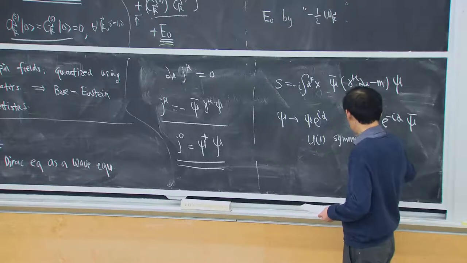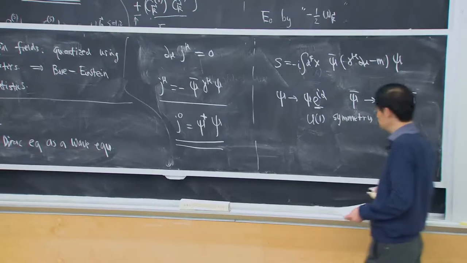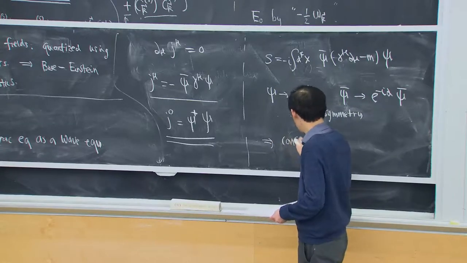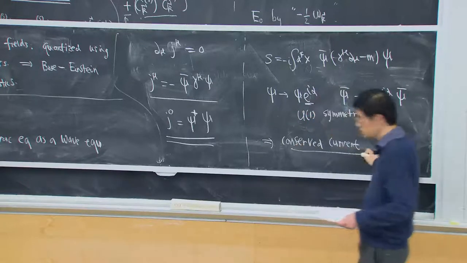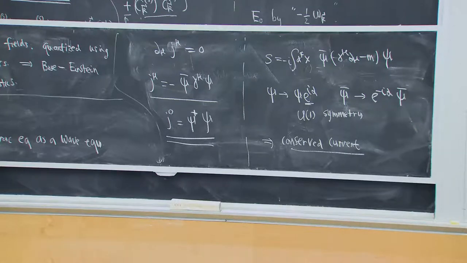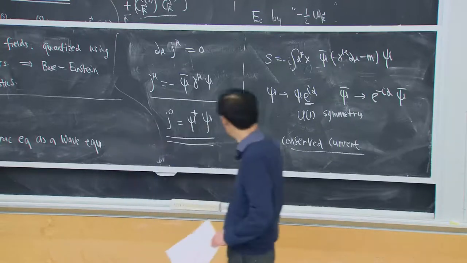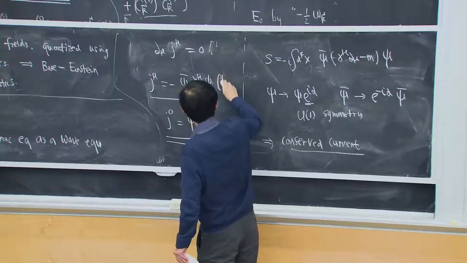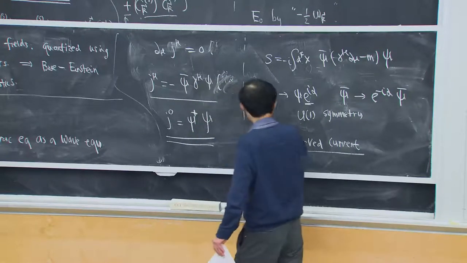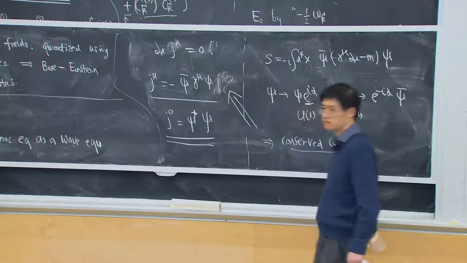So when you have a symmetry by rotation by a phase, a U1 symmetry, then from Noether's theorem there must be a conserved current corresponding to this phase rotation. Without doing any calculation, you should already be able to guess that this is the current. So this now becomes the Noether current. If you find the Noether current, you just find this one.